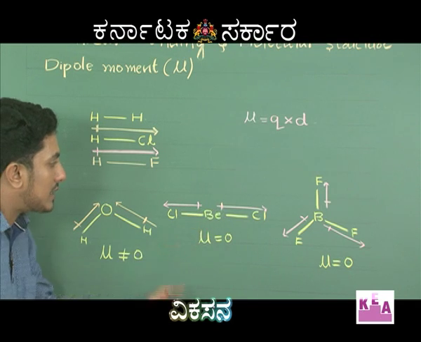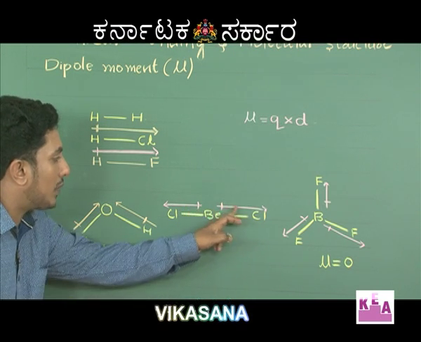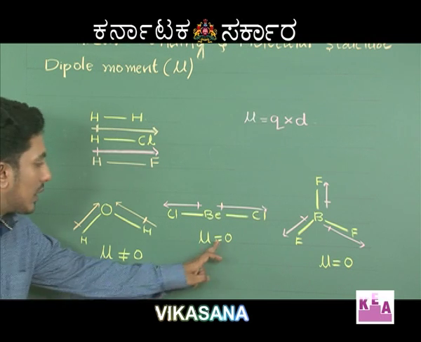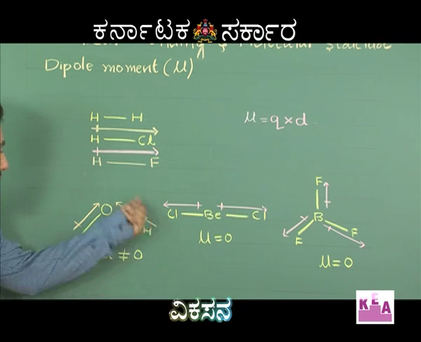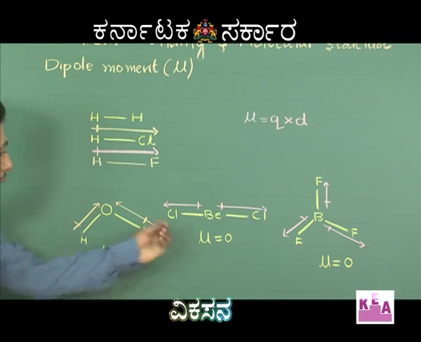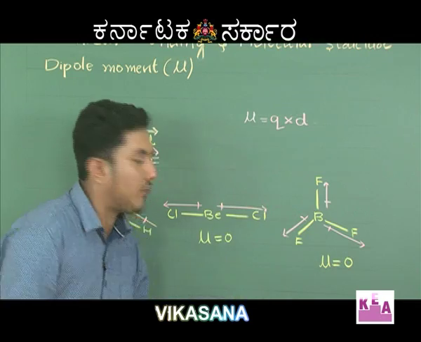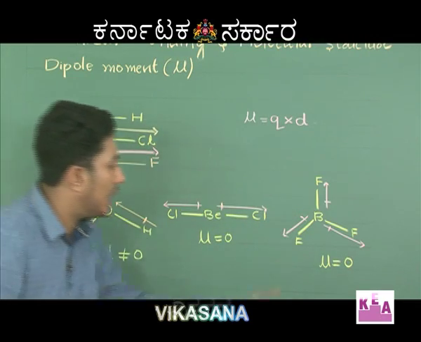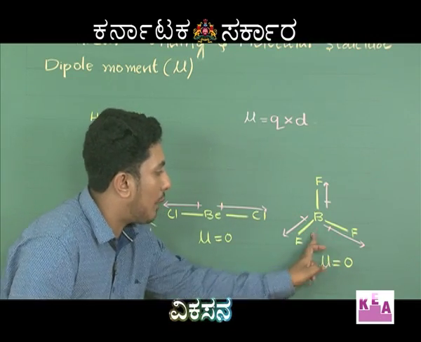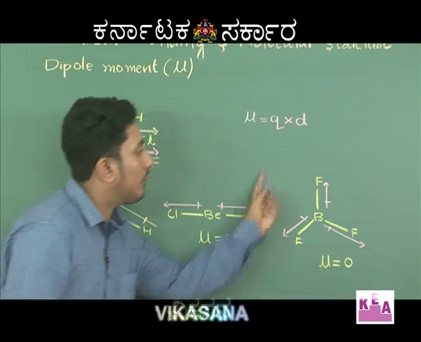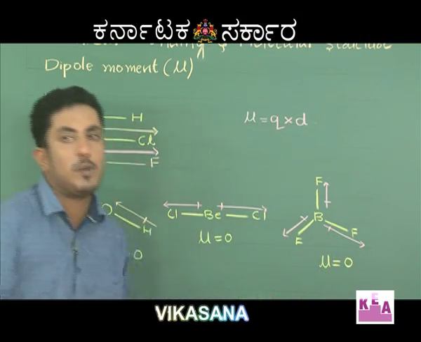Because in BeCl2, the two bond dipoles are equal and opposite, hence they cancel each other, hence the resultant dipole will be 0. So in the case of a polyatomic molecule, the dipole moment is the sum of all the bond dipoles. If we take an example of boron trifluoride, the resultant of these two dipoles will be equal and opposite to the third dipole. Hence, in boron trifluoride, the resultant dipole will be 0.